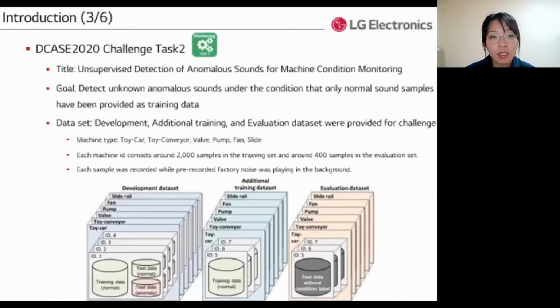The goal of Task 2 is to detect unknown anomalous sounds, provided only normal sound samples as training data. The dataset consists of development and evaluation data, and only the development set was used for training. Each machine sound sample was recorded while pre-recorded factory noise was playing in the background.